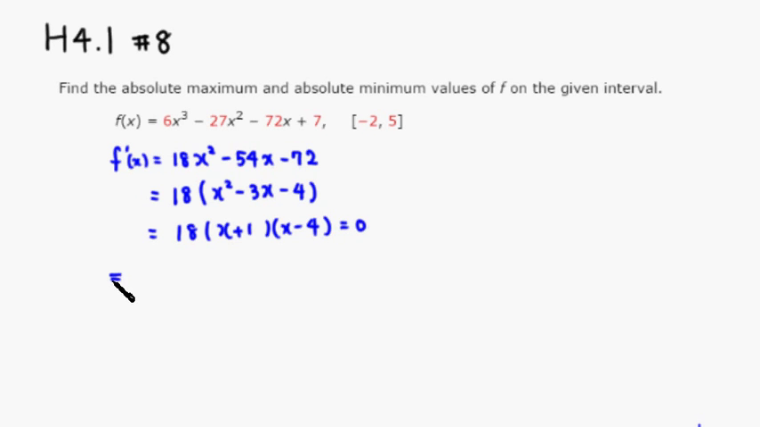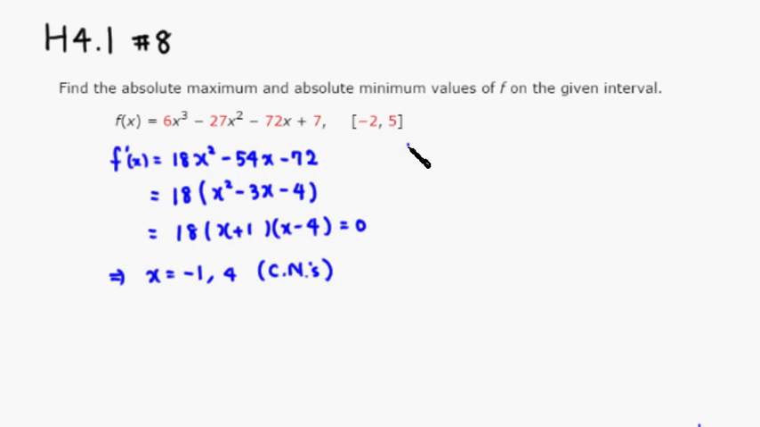So this would give us the critical numbers: x equals -1 and a positive 4. So those are critical numbers. So we got that. -1 is in the interval and the 4 is in there too. So we have to consider 4 candidates.